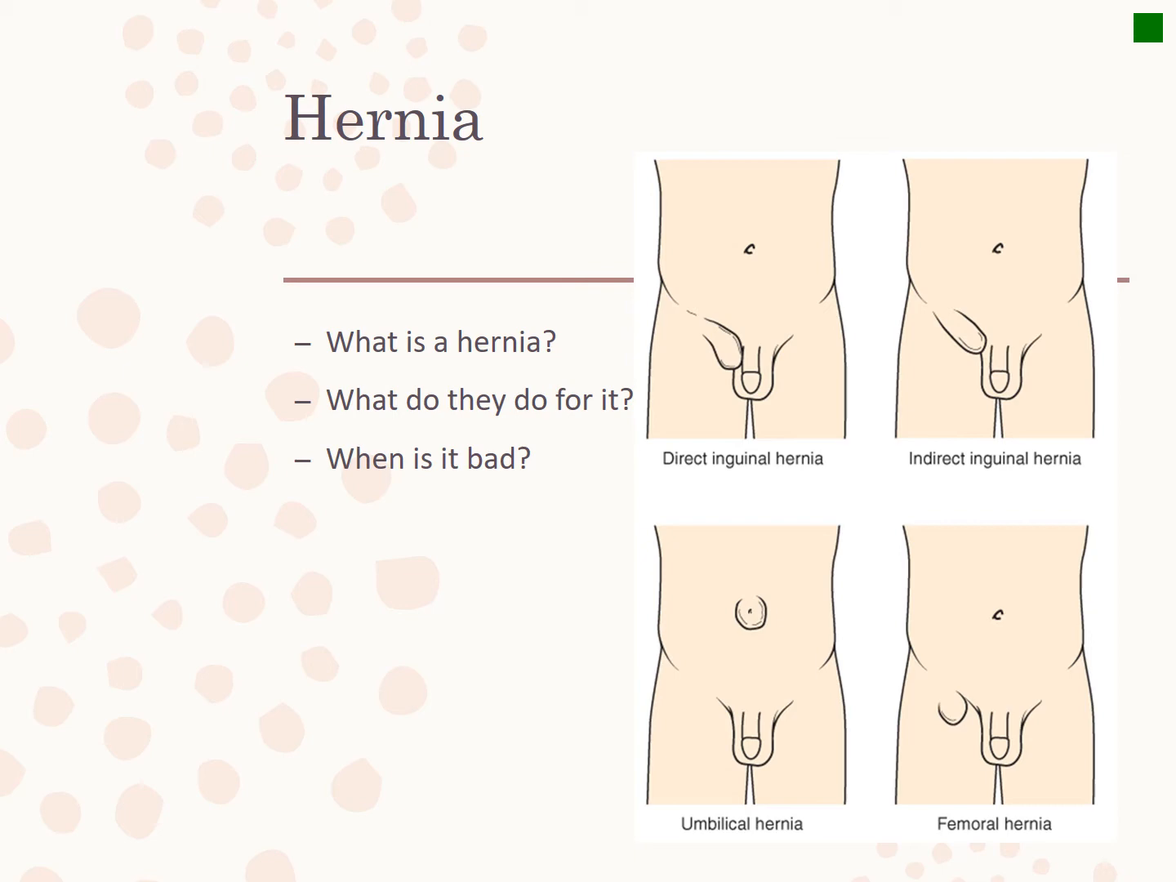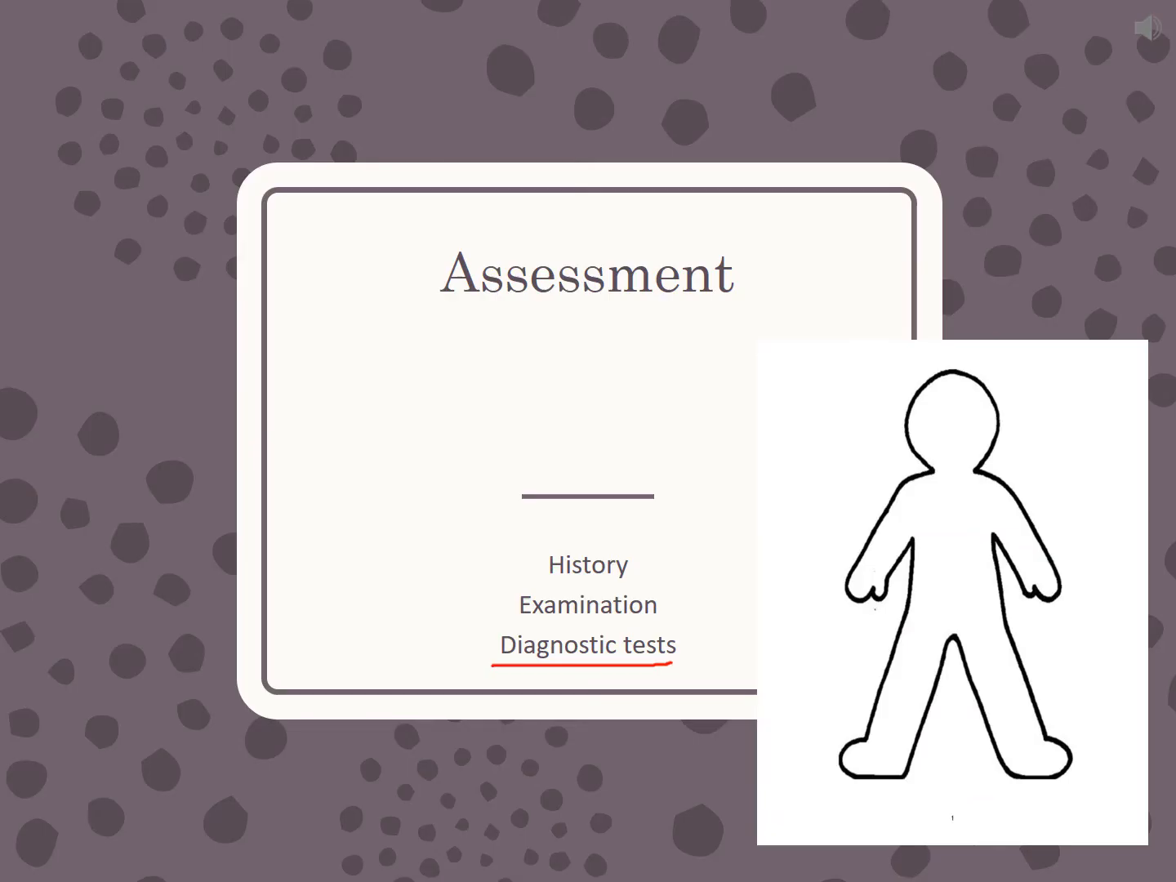Other things they can do for hernias is some people wear a truss, which is like a belt or a tight underwear or whatever that helps hold those in.